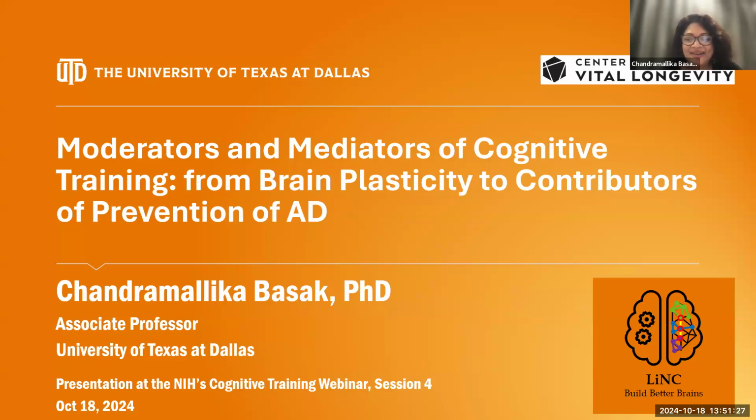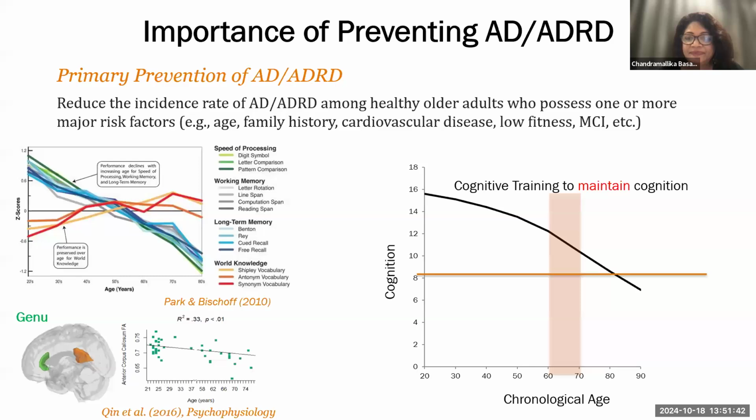So today I'll be talking about mediators such as brain plasticity, as well as moderators that might be contributors to the prevention of Alzheimer's disease. The next slide, please. The primary goal of prevention of AD or AD-related dementia is to reduce the incidence rate of AD-ADRD amongst healthy older adults who possess one or more major risk factors. Now we know that one of the major risk factors, or the most significant risk factor, is age, with the likelihood of developing AD doubling every 5 years after the age of 65.